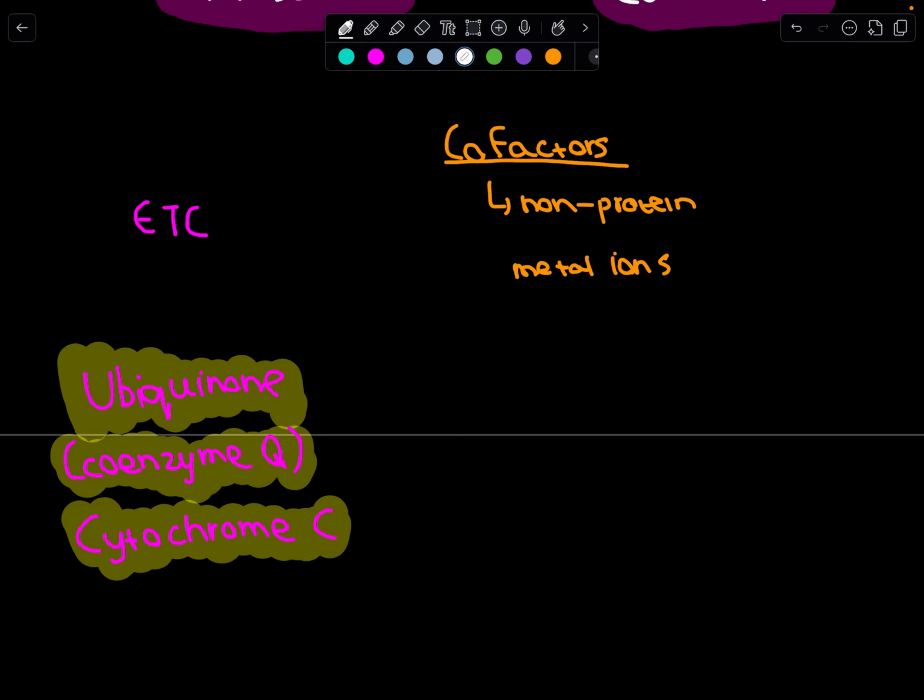If oxaloacetate runs low, like during heavy gluconeogenesis when it's used to make glucose, acetyl-CoA can't enter the cycle and may get shunted to ketone body production instead. Okay. Clear? Kind of.